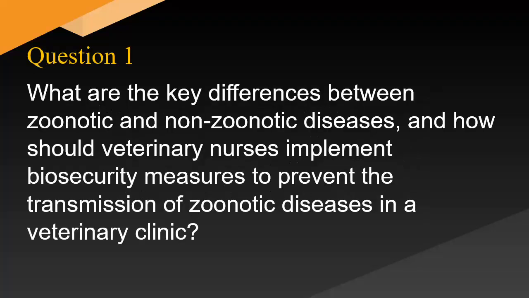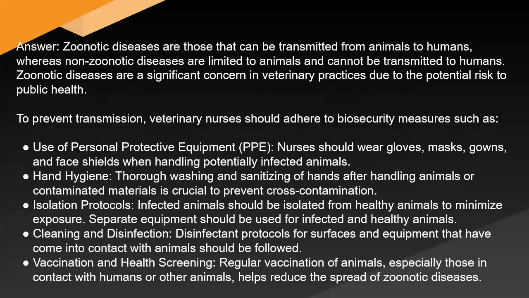What are the key differences between zoonotic and non-zoonotic diseases, and how should veterinary nurses implement biosecurity measures to prevent the transmission of zoonotic diseases in a veterinary clinic? Answer: zoonotic diseases are those that can be transmitted from animals to humans, whereas non-zoonotic diseases are limited to animals and cannot be transmitted to humans.